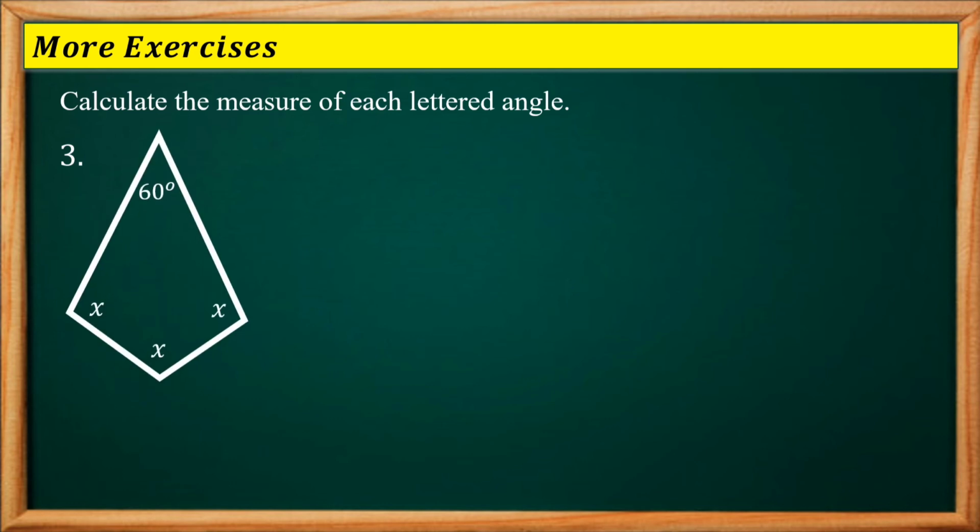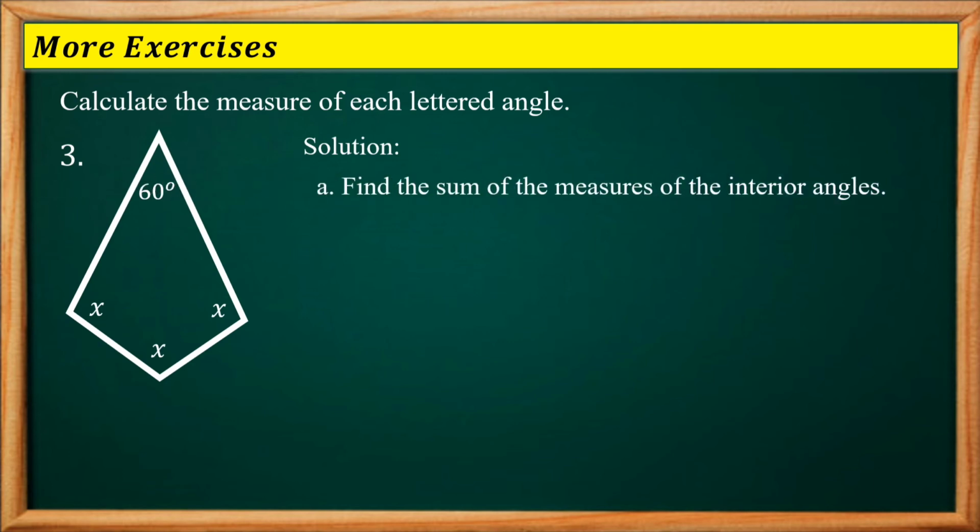Okay. Meron tayo tatlong x and then 60 degrees. Isa lang yung given. But how many sides do we have here? Okay, correct. The number of sides is 4. Therefore, we will use our formula in finding the sum of the measure of the interior angles. Then, 4 minus 2 is 2. Times 180, you will have 360.